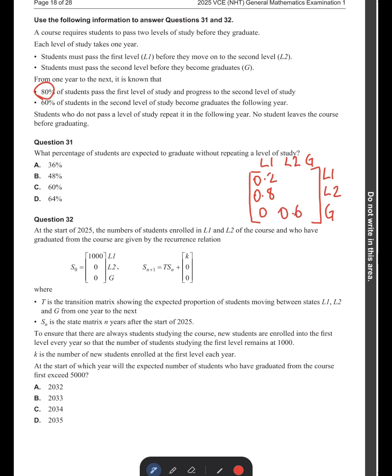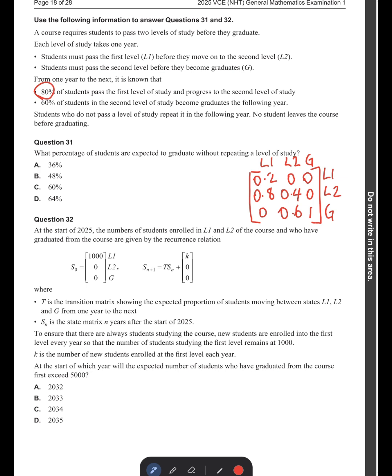Students who do not pass a level of study repeat it the following year. No student leaves the course before graduating. Okay, so 60% of students do that. That means 40% stay in level 2, and 0 because you don't go backwards. And if you graduate, you stay graduating. So the thing here is that it looks like this is probably going to be a 2x2 matrix, but it's actually a 3x3 matrix.